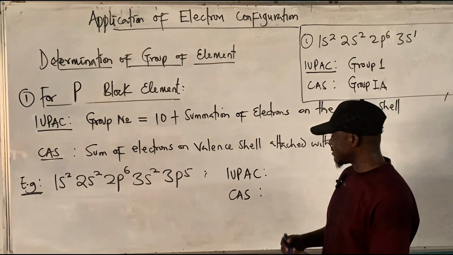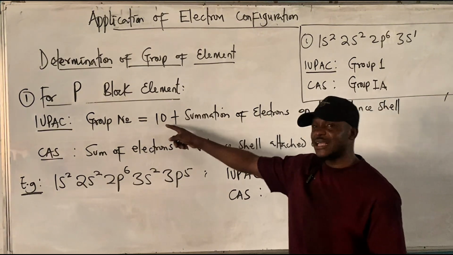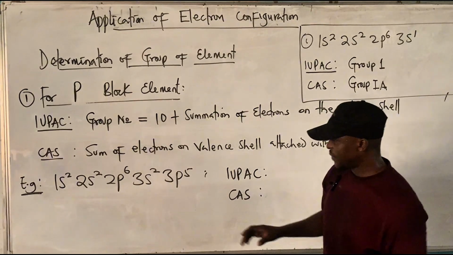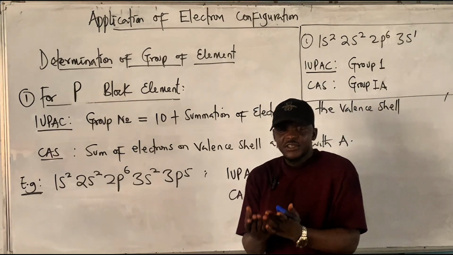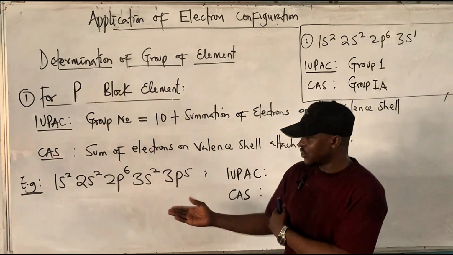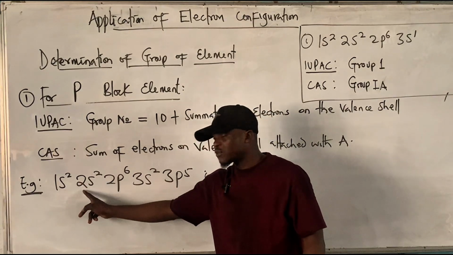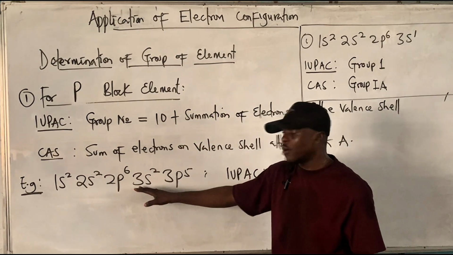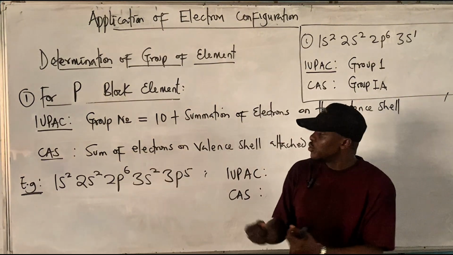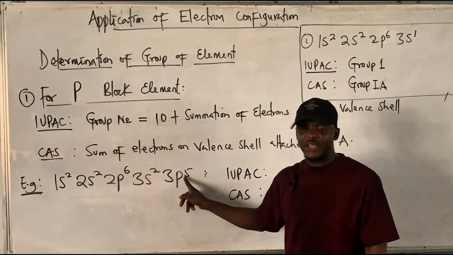First thing first, according to the IUPAC, the group number would be whatever the sum of electrons on the valence shell will give us, add 10 to it. Now, what is the valence shell? Shell of the highest energy. And how can you tell that from the electronic configuration? The shell that has the highest number. You can see we have 1, we have 2, we have 3. The highest number is how many? 3 is appearing how many times? 2. That is why we use the word what? Summation. 3 is appearing here and it's also appearing here.